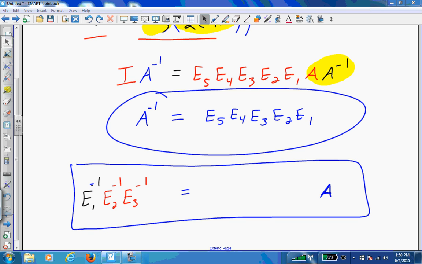Now, just notice, to get A we're multiplying the inverses, and from left to right, they're in increasing order. To get the inverse, we use the regular elementary matrices, but they're in increasing order from right to left instead of left to right.